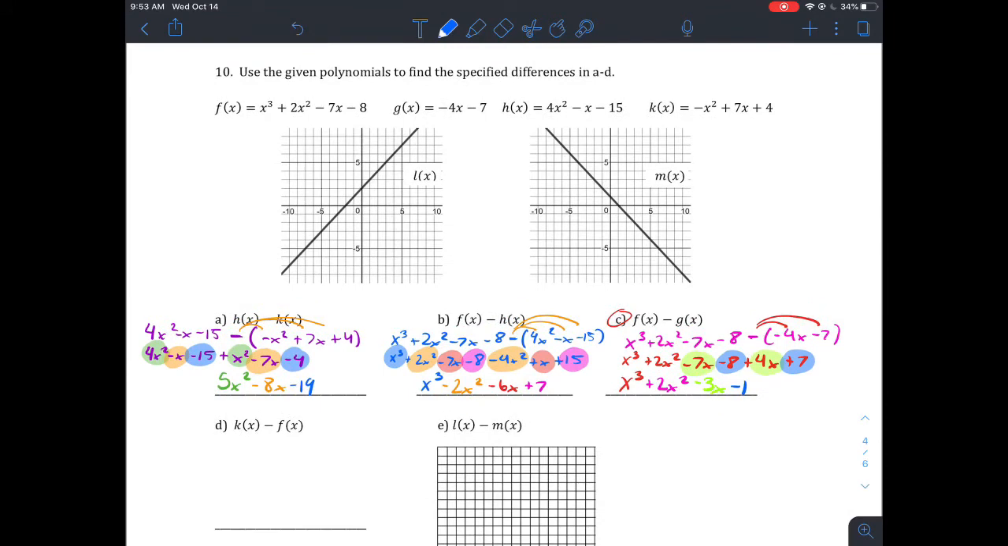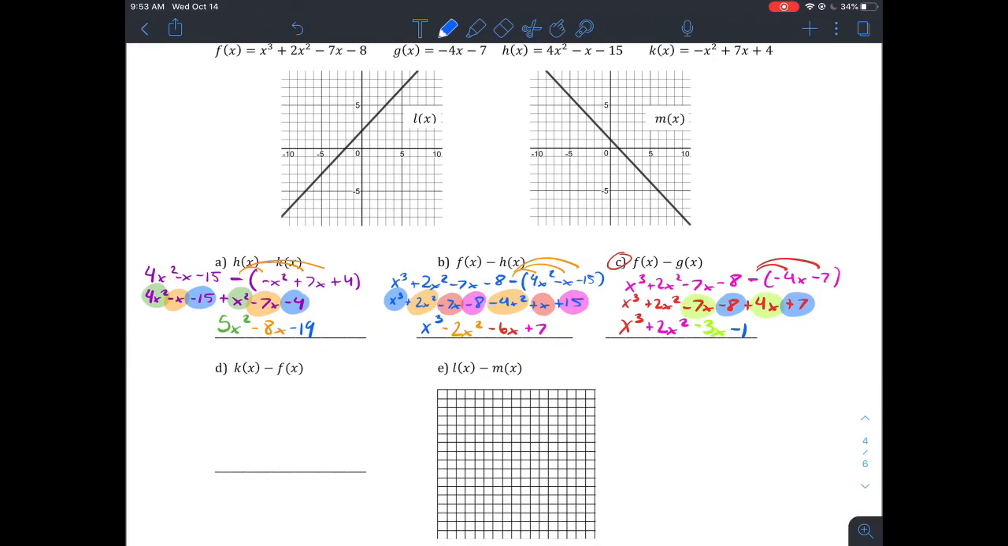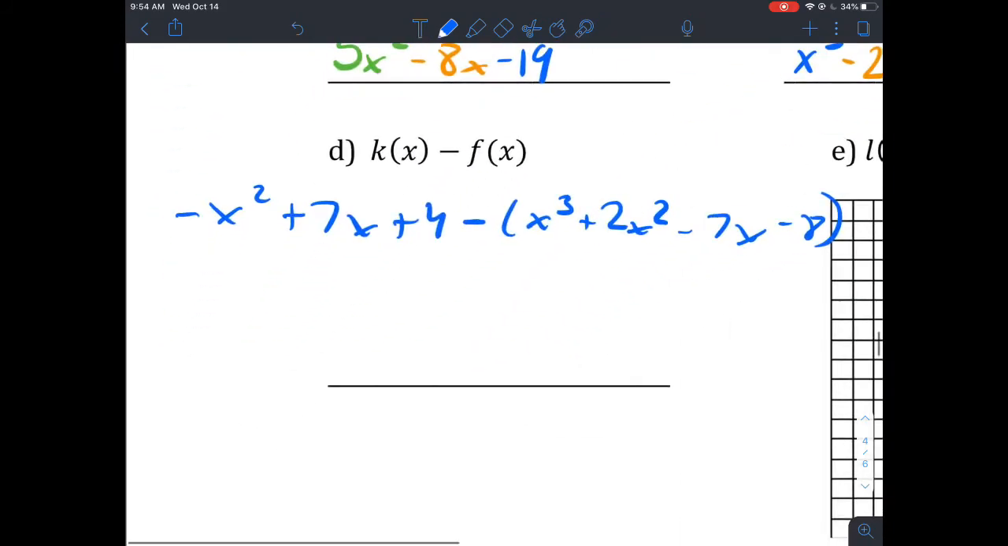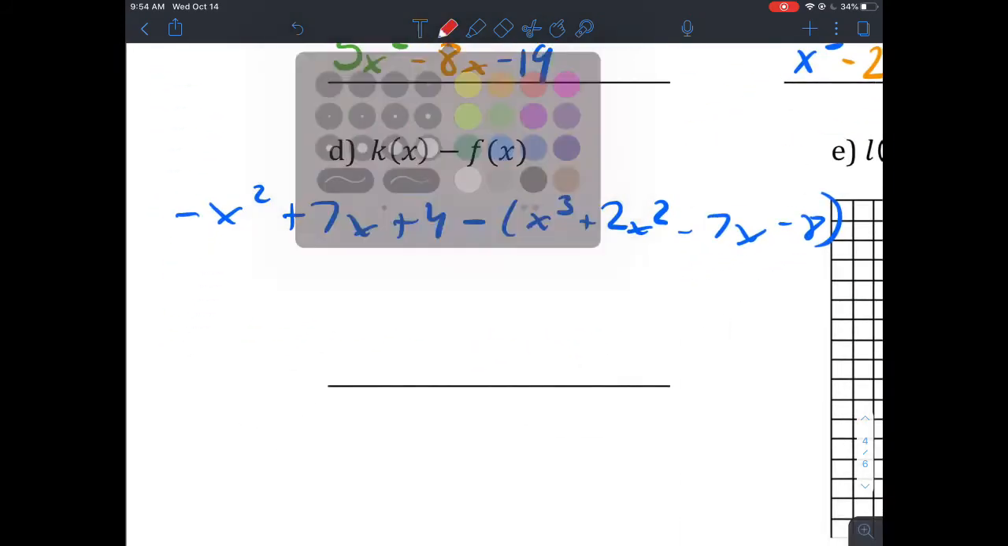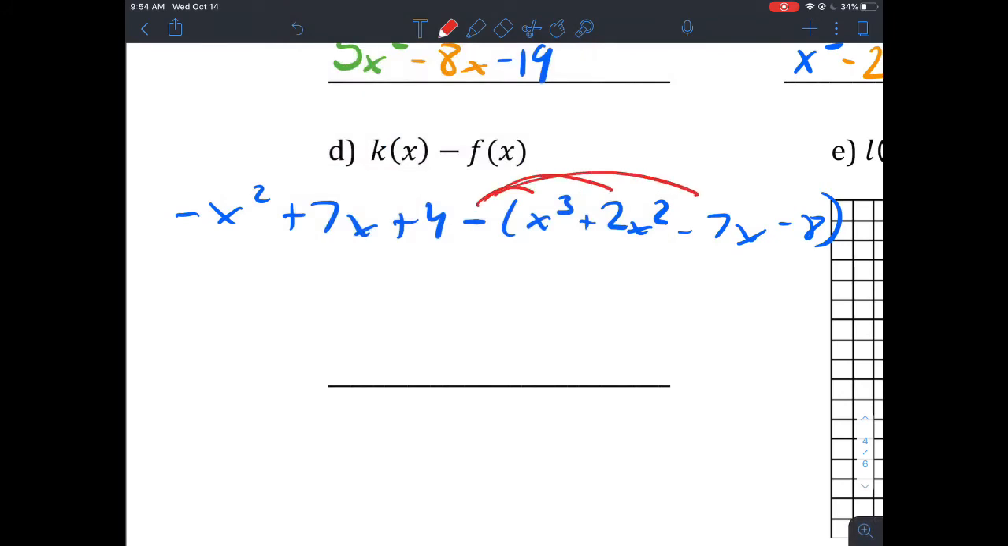All right, last one. You got k of x minus f of x. So we're going to start with our k of x, which is negative x squared plus 7x plus 4. And then we're going to do our minus f of x, which is going to be x cubed plus 2x squared minus 7x minus 8. All right. So again, go ahead and try this one. Distribute this negative and then combine like terms.